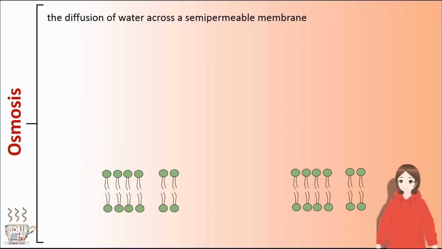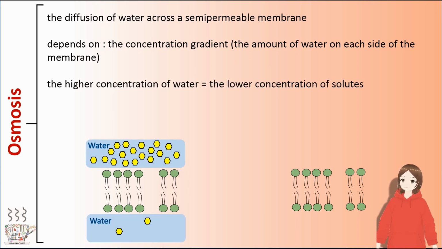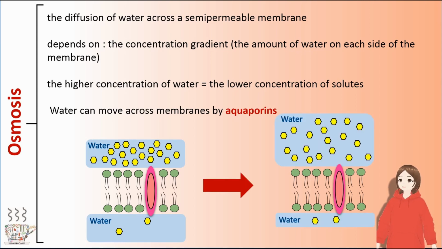Osmosis. Osmosis is the diffusion of water across a semi-permeable membrane. It depends on the concentration gradient, or the amount of water on each side of the membrane. The higher concentration of water is equal to the lower concentration of solutes. Water can move across most membranes by aquaporins. Water, like other substances, moves from an area of high concentration to one of low concentration.